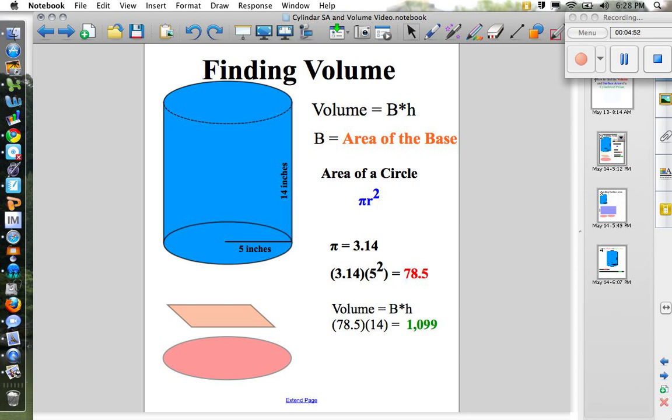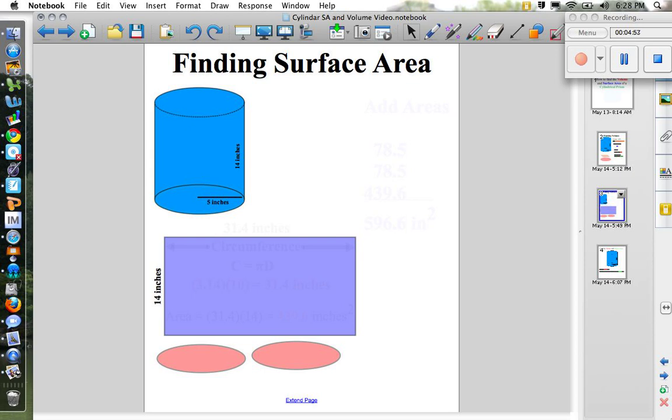Excellent. Now you are done taking notes on this. Now we're going to move on from finding volume to finding the surface area. So we'll move on to the next one. Define the surface area.